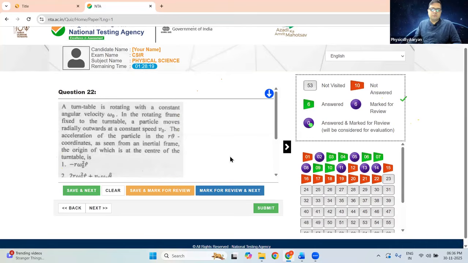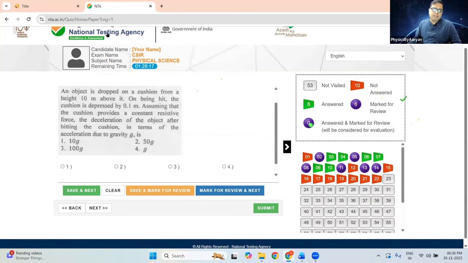Questions 21, 22, all these will be from the physics section. So let's say question number 1: an object is dropped on a cushion from a height of 10 meters above it. You read the question and you get an idea that this is from a topic which I have prepared. Now, always read the question. Some people do very high scribbling. You have papers; always maintain those papers very nicely. Put the number on the paper, like I am doing question number 21. And then you do the maths, whatever is required.